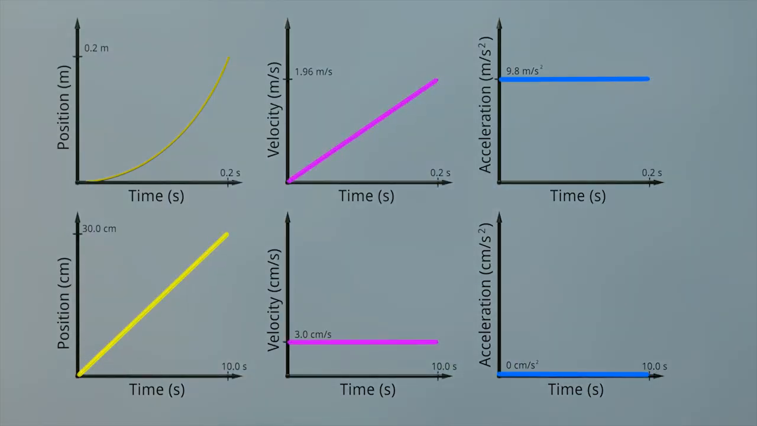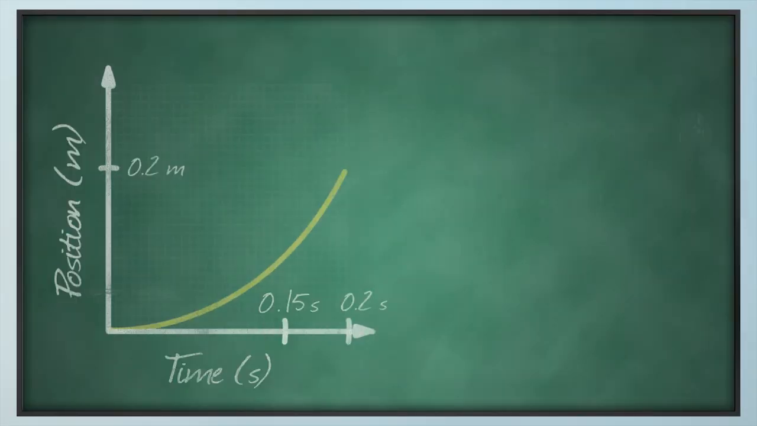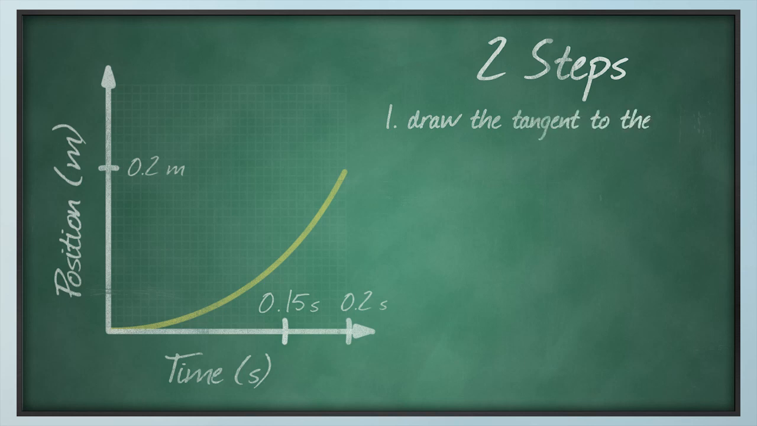For all the graphs shown here with straight lines, there is not much point to using the tangent technique, because we can easily see what the slope is at any point and calculate it in one step. But for the position-time graph for a free-falling ball, it isn't so easy, and requires 2 steps to calculate the instantaneous velocity from just the graph. Step 1 is to draw the tangent to the curve. But how do we do that? Well, unfortunately for now, you will usually have to just eyeball it.